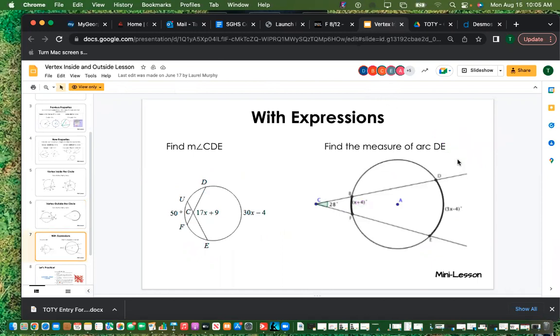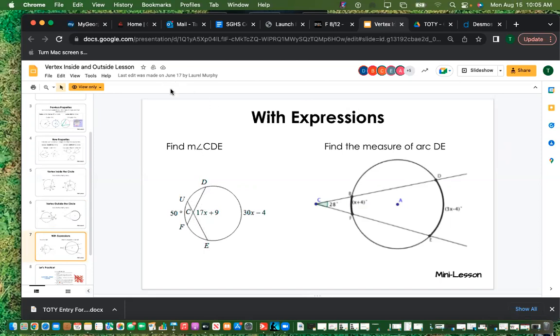So now we're taking it up a notch. Now we're dealing with expressions. This is where you're gonna see most of your stuff, so I would pay attention. This is where it starts getting tricky. Okay, so we want to find angle CDE.